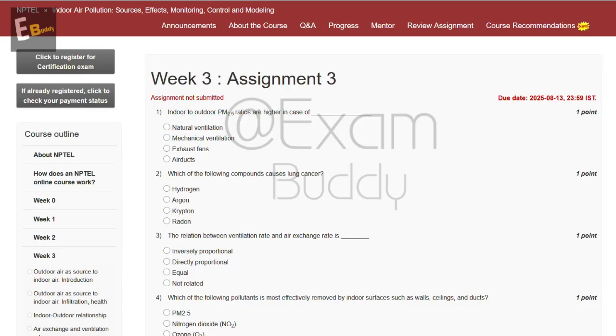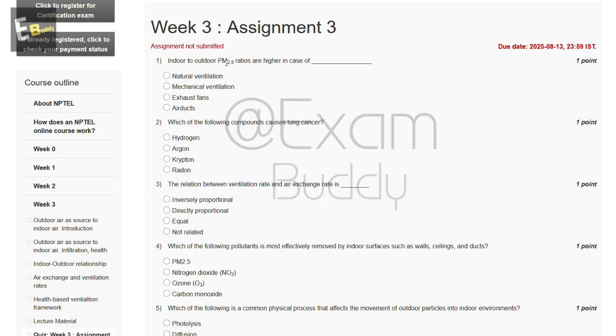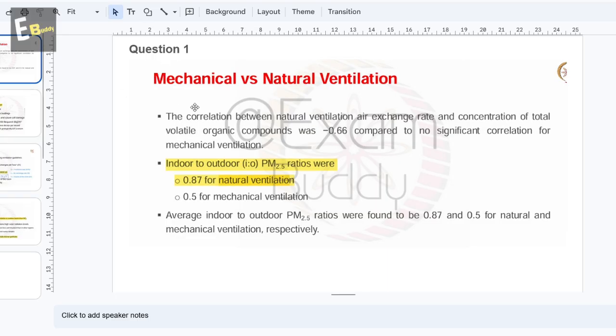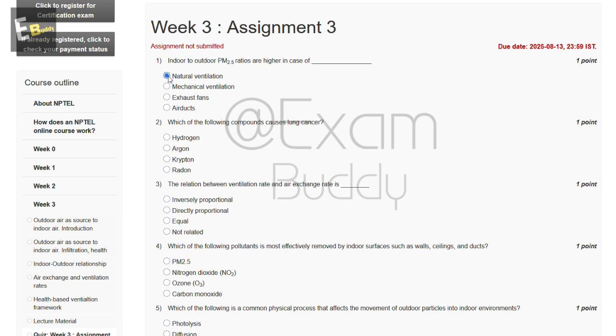Now let's do our assignment, Indoor Air Pollution, week 3 assignment 3. The first question is: indoor to outdoor PM 2.5 ratios are higher in case of dash: natural ventilation, mechanical ventilation, exhaust fans, air ducts. Let's check the answer. In mechanical versus natural ventilation, indoor to outdoor PM 2.5 ratios were 0.87 for natural ventilation. So the answer of the first question is A, natural ventilation.